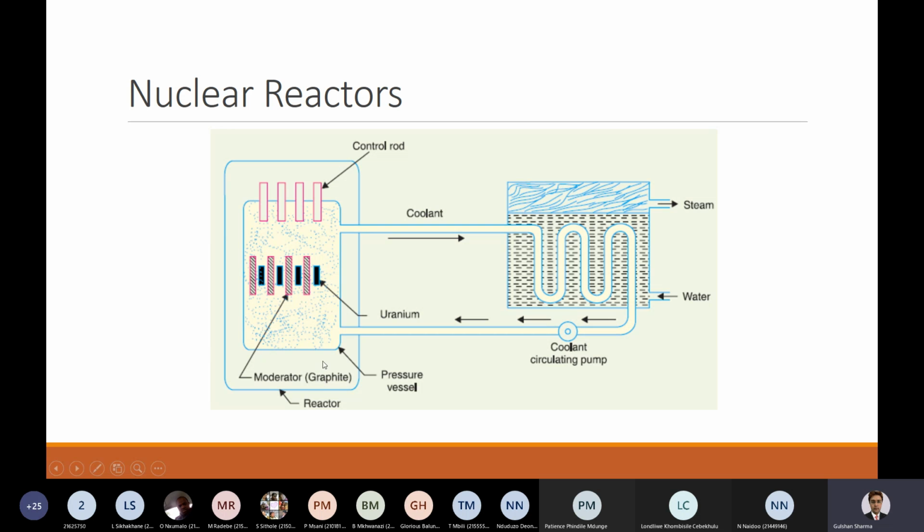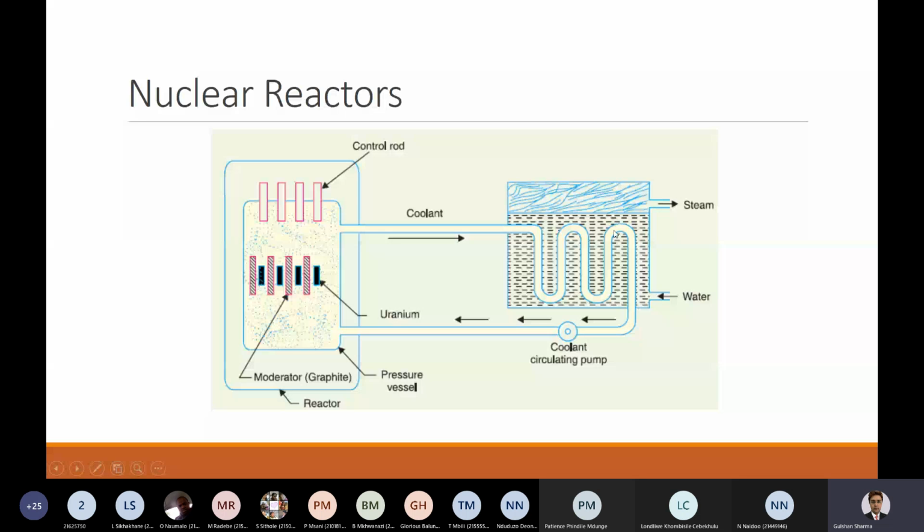The moderator is made of graphite, and its work is to reduce the speed of the neutrons. And then we have the control rods that are dug into this container, and these control rods are made from cadmium. After that, we will discuss the working: the coolant will flow in these tubes.